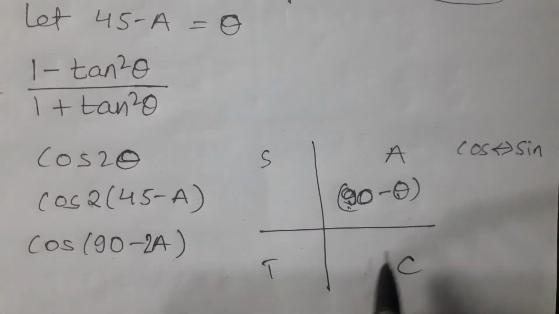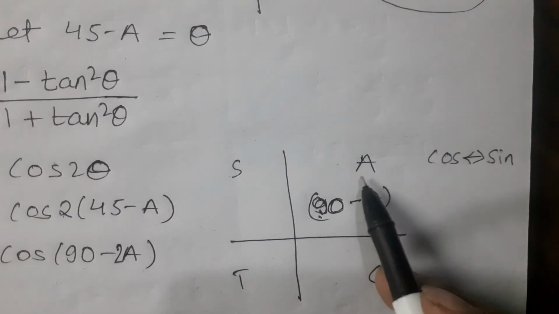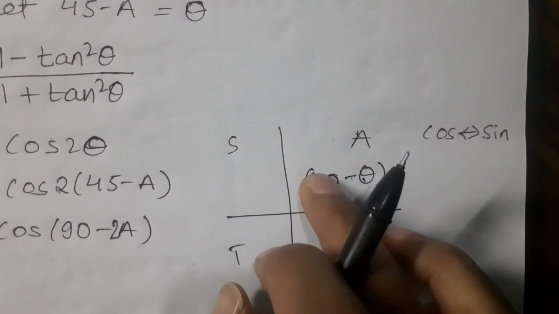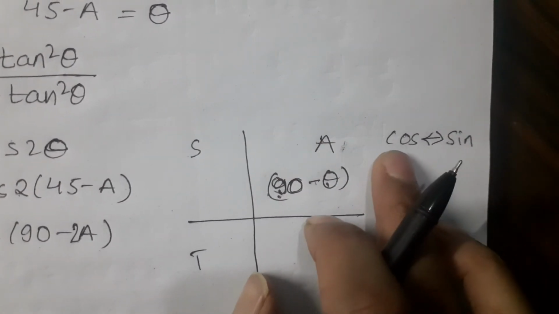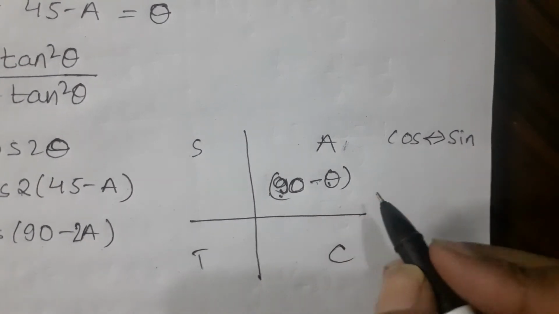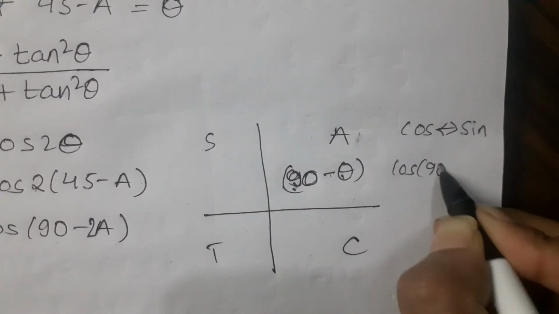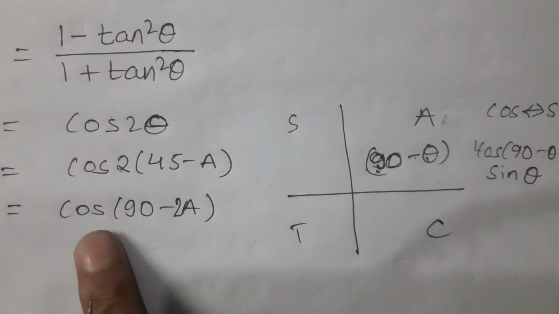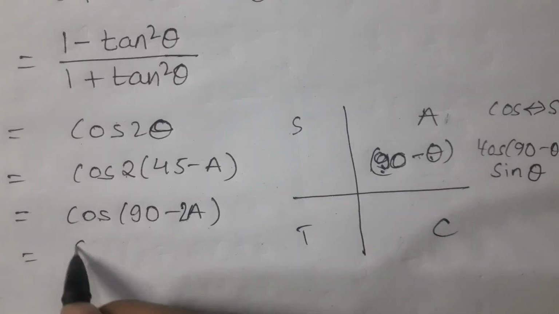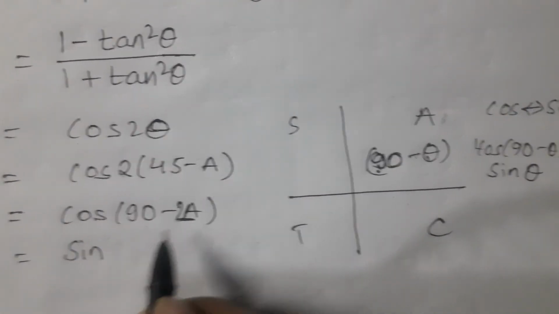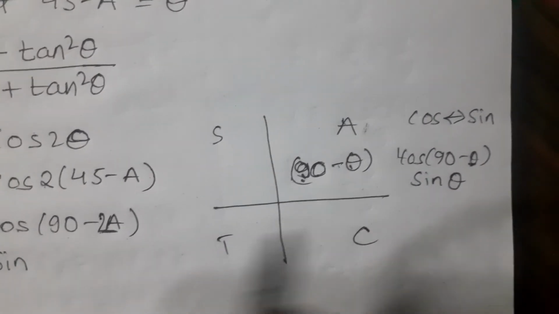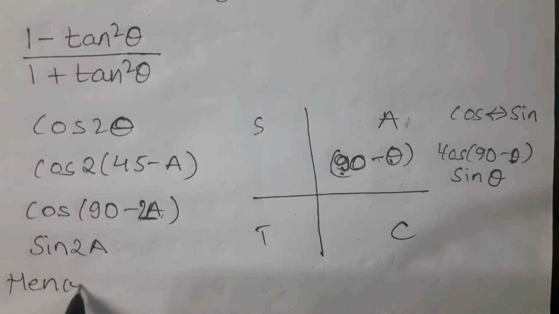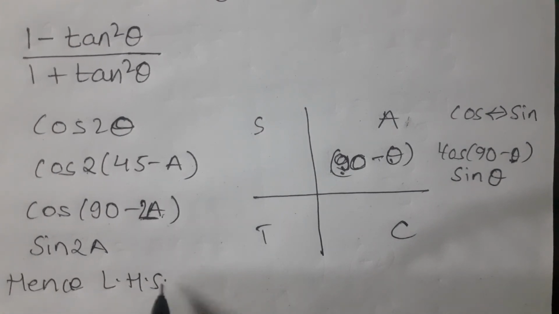This situation is favoring A, which means all positive. So 90 minus theta lies here, all positive, and cos gets converted into sine. Whenever you see cos of 90 minus theta, what we get is sine theta, right? A similar situation is here: 90 minus 2a. So cos gets converted into sine, and in place of theta in the formula there is 2a, so this becomes sine 2a. Hence this is proved. Hence LHS equals RHS is proved.